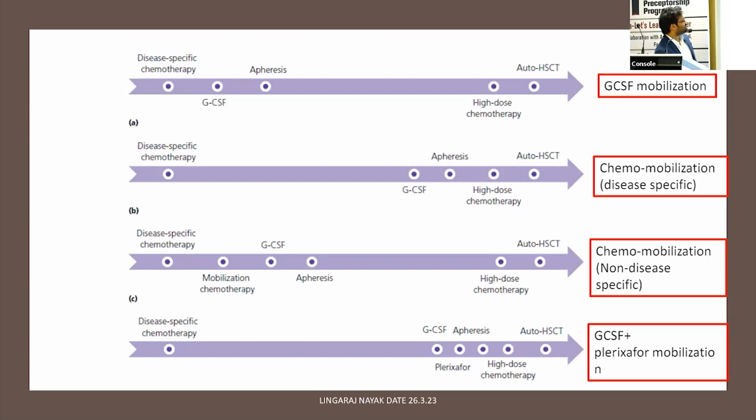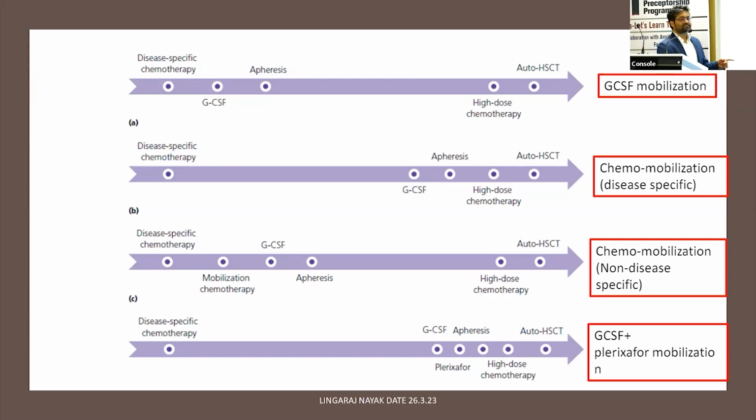In disease specific, you use the cancer chemotherapy that you are using to collect stem cells. When you give a salvage chemotherapy, there will be a certain amount of neutropenia, right? When there is a rise in count, that will again lead to more stem cells in the marrow, and that leads to more efflux of stem cells to the peripheral blood. And when you add GCSF to that, there will be more stem cell collection. That is the basic hypothesis. That's why it's called chemomobilization.